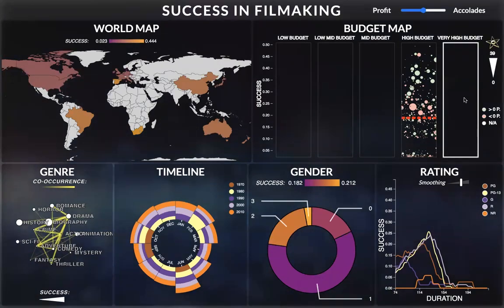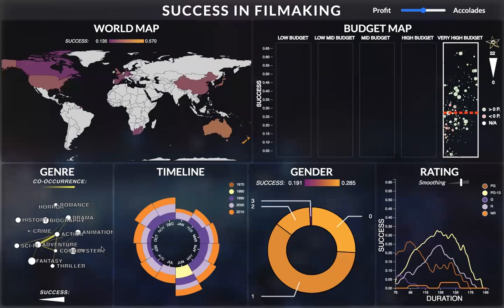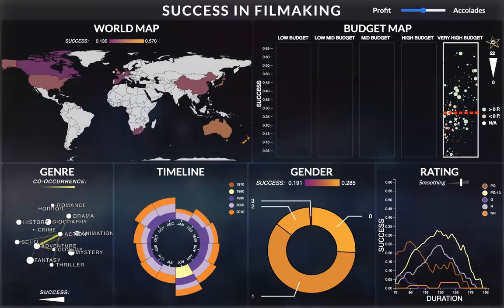And for very high budget ranges, the genres which dominate are fantasy, sci-fi, adventure, and biography. And here, the movies are released mostly in the months of May, June, November, and December. And PG-13 movies dominate in this space.